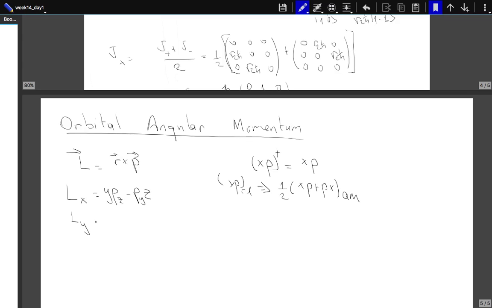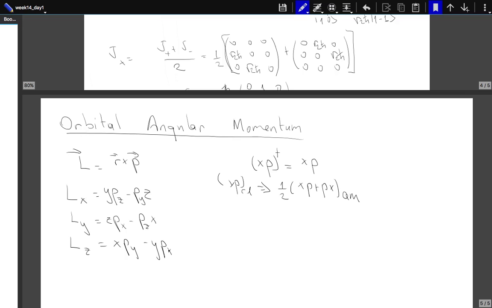Minus py and z, Ly, and Lz is equal to xpy minus ypx. Well, you see, px is always multiplied with y or z. Px is never multiplied with x. Py is never multiplied with y. Pz is never multiplied with z. So everything commutes. So we don't need to worry about commutation.